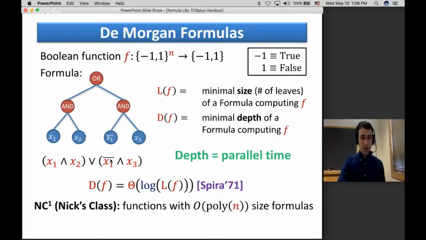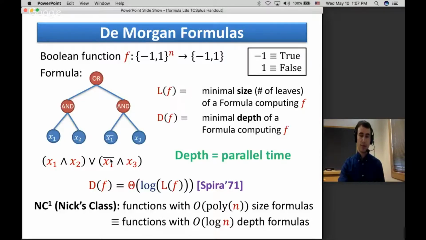And the complexity class that we will be interested in is NC1. These are the functions that can be computed by polynomial size formulas, or equivalently by logarithmic depth formulas. And these are functions that can be computed very efficiently using parallel computers. They can be computed in logarithmic time. The values will propagate in logarithmic time.